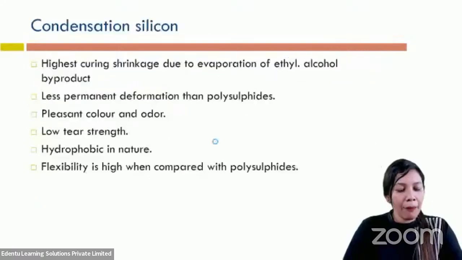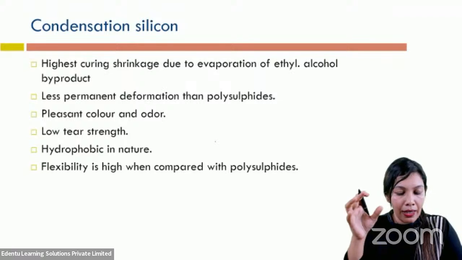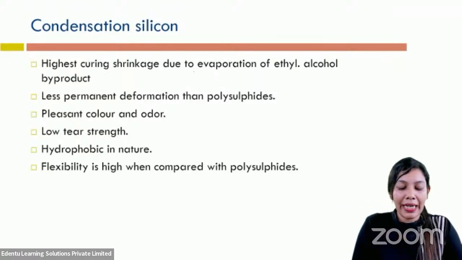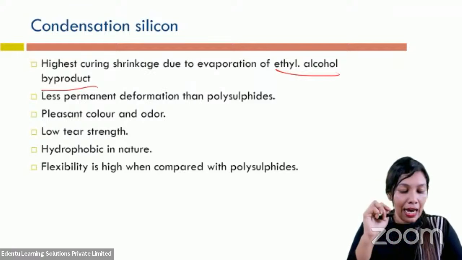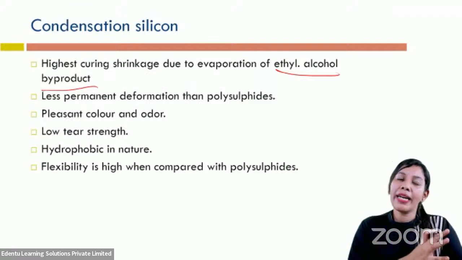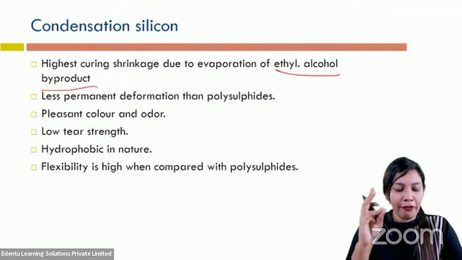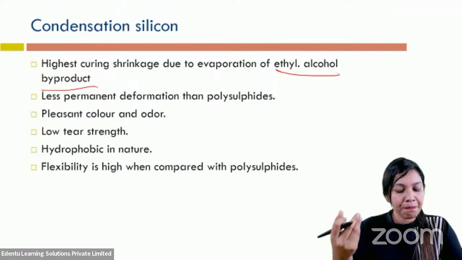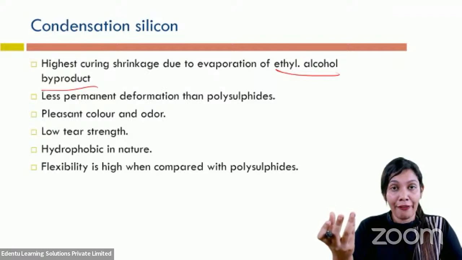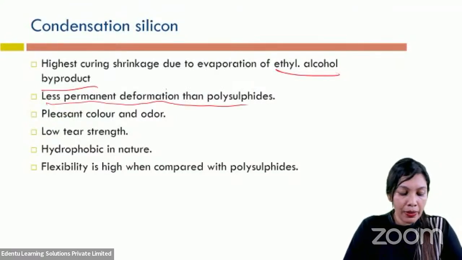That was about polysulfide. This is condensation silicone. As the name suggests, there is again a byproduct that is formed, ethyl alcohol. So in the earlier case, there was water. Here it is ethyl alcohol. Again, all the disadvantages that were with polysulfide become advantages here. First is the color. The color is pleasant and there is no stain. Of course, it has a good odor. And one thing is less permanent deformation than polysulfide. That is another important property.